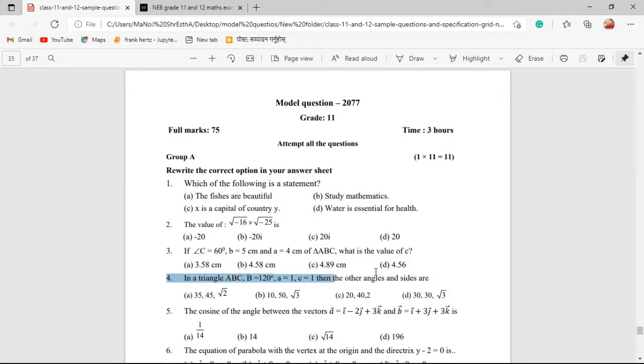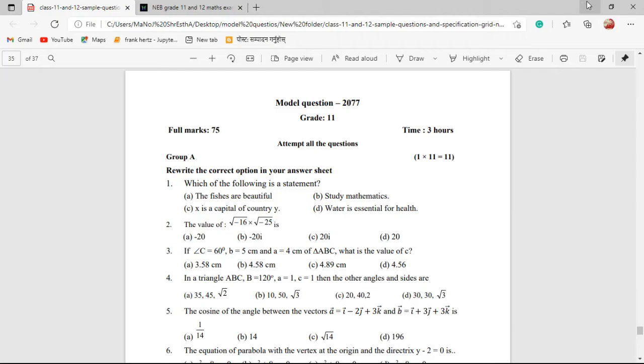This is question number 4, and it says in a triangle ABC, angle B is given as 120 degrees, side A is 1, and side C is 1. Then we have to find the other angles and sides. We have been given two sides, so we have to find only one side, and we are given only one angle, so we have to find two angles. So 2 angles and 1 side, so we may have 3 numbers in the answers.